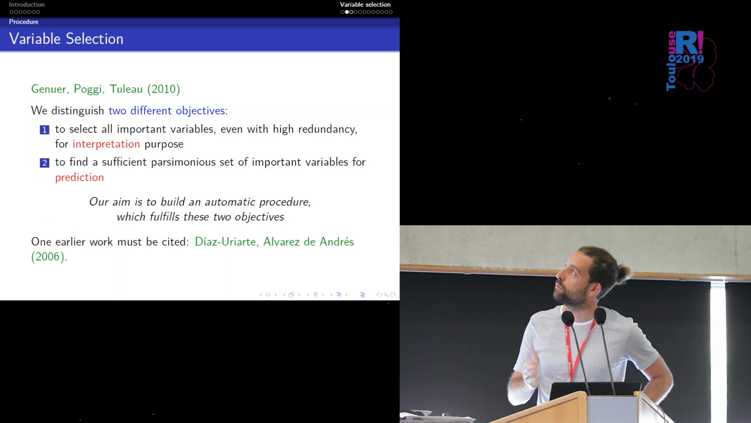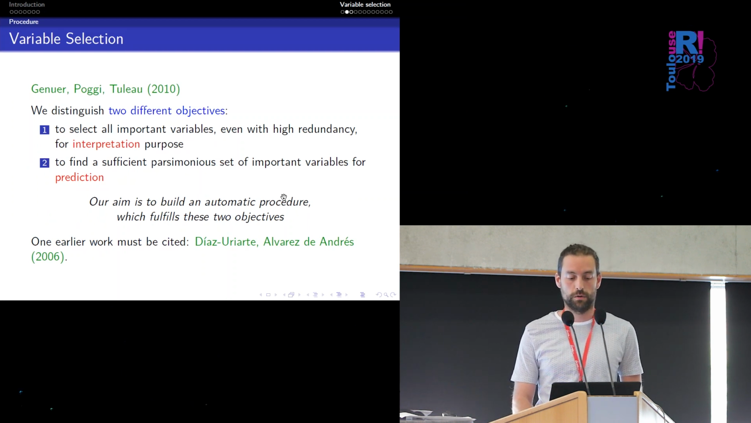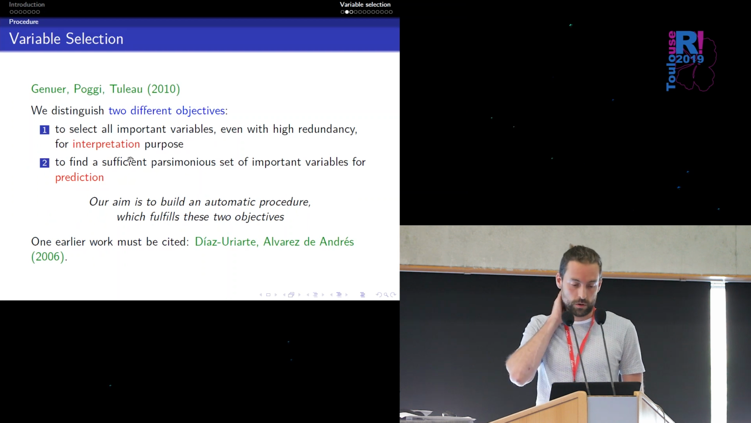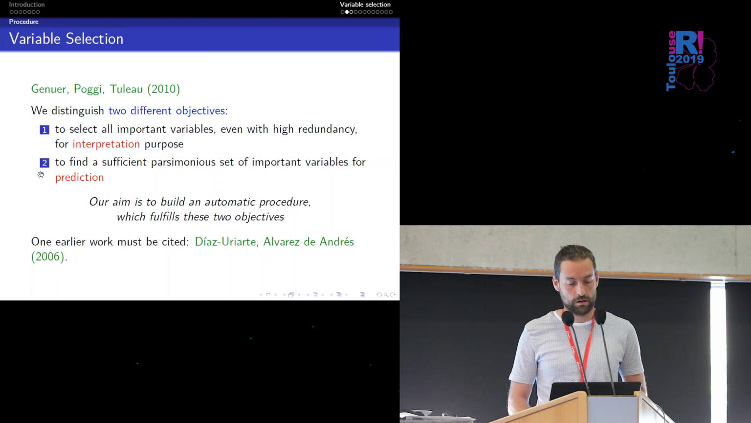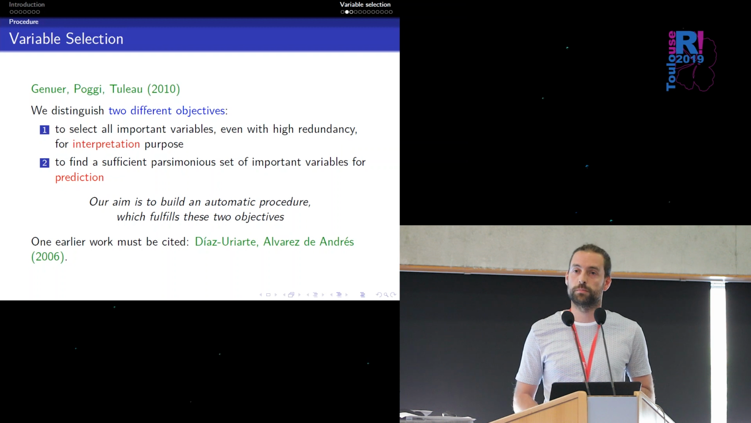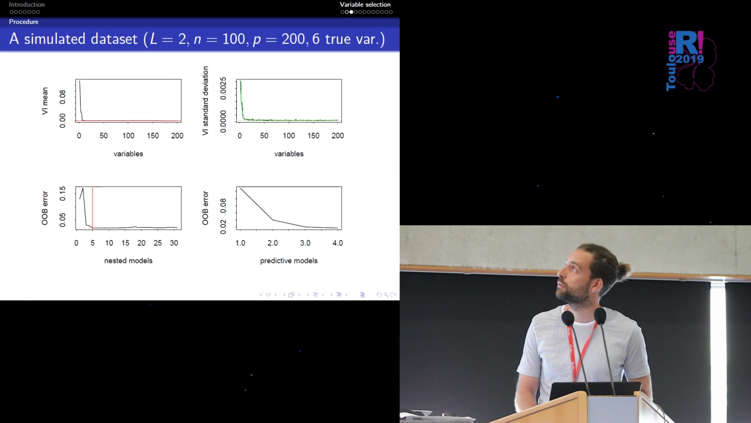VSURF wants to reach two different objectives of variable selection. The first objective, that we call interpretation, is if you want to select all important variables in your data set, even if they are quite redundant with each other. And the second, that we call the prediction objective, is if you want to select just a very small subset of variables, which will still give you a good prediction. And we want to build an automatic procedure which fulfills these objectives.